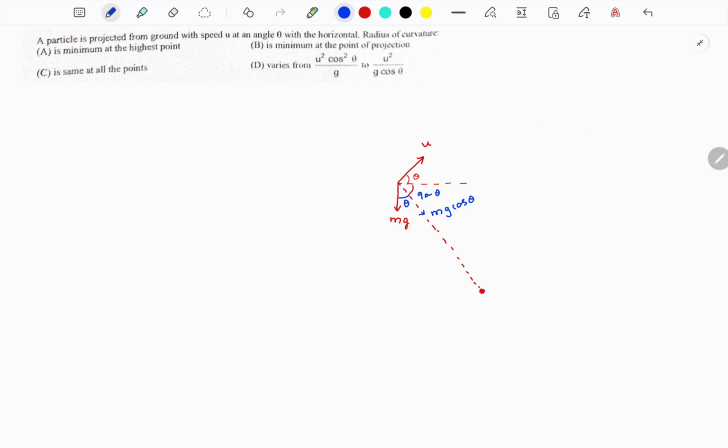And to find out the radius of curvature, you can use the equation of circular motion. At O, the initial point of projection, mg cos theta will be equal to mu square by r1. So r1 will be equal to u square by g cos theta.